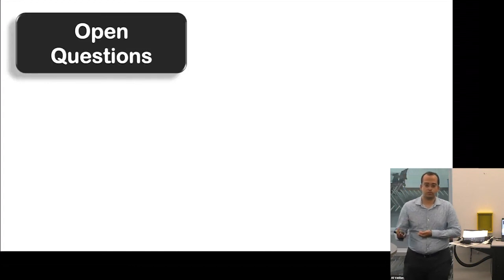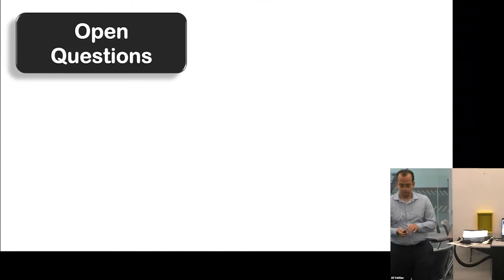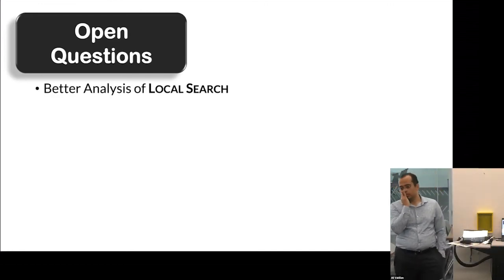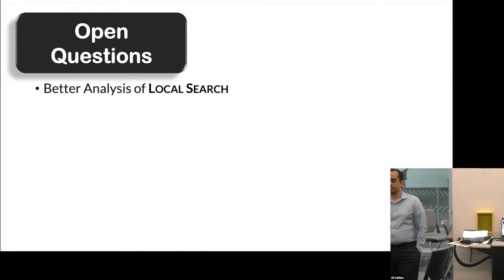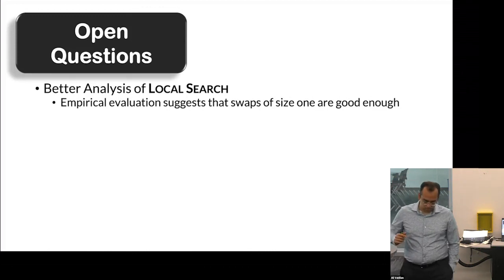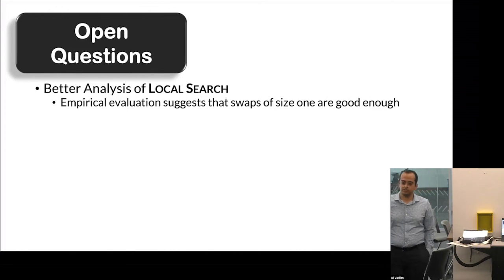Okay, so let me conclude with some open questions. One question is whether we can get a better analysis for local search. Right now our approximation factor for k-median and k-means is like 80 and 100 plus, so it's not really interesting. I could improve it for k-median or k-means, I forgot which, to something like 40 or 50, but it's still not there. So maybe a good question is whether we can show that certain swaps of size 1 or 2 suffice for our analysis. That's what empirical evaluation suggests, that you only need to look at those swaps.